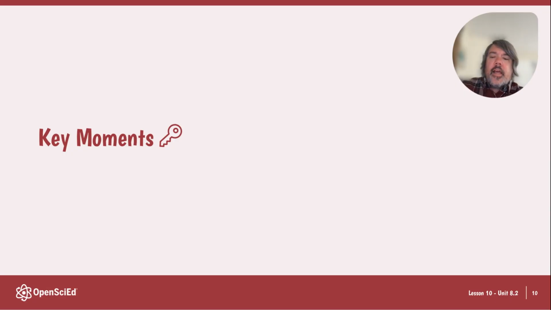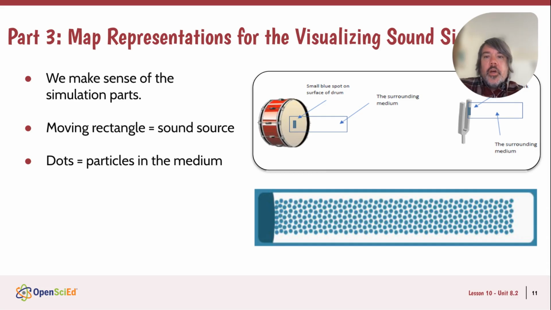All right, let's take a look at a couple of key moments here. We do a little bit of navigating in and adding to our progress tracker from what we figured out in lesson 9. Then in part 3, we need to map our simulation. This is where we make sense of what will actually be in the simulation and what it represents. We have this moving rectangle in the simulation that could represent the surface of the drum, the surface of the tuning forks we worked with, or the surface of the speaker. Whatever it is, we then have these dots on the screen, and those represent the particles in our medium.